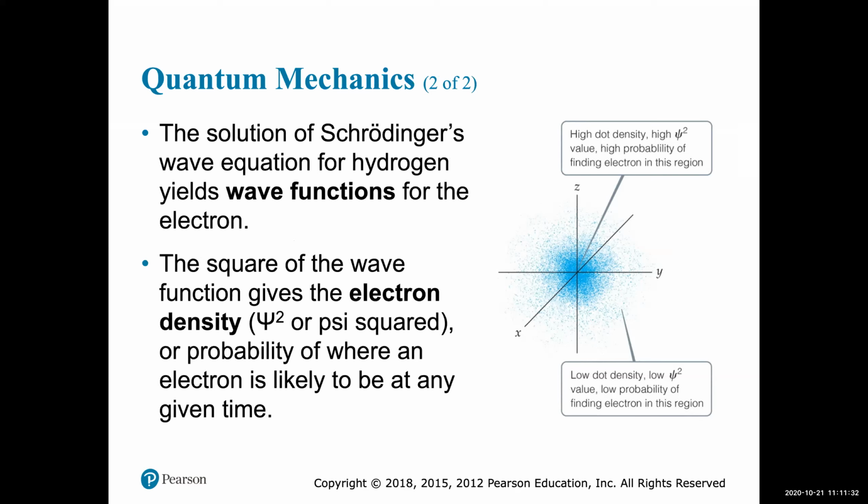If you solve Schrödinger's wave equation for hydrogen, then you get wave functions for that electron. The square of the wave function, and that's this little pitchfork looking symbol, psi, is the correct name, squared. That's the electron density, or as I was saying, the probability of where an electron is at any given time. And so the darker it is, the higher the electron density, the higher the probability that you'll find the electron in that location.